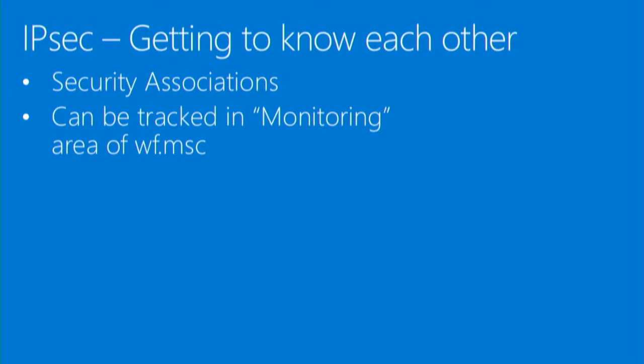So those security associations, you can track them in the monitoring area of wf.msc. So the Windows Firewall console, it's not just those rules and whatever. There's an area at the bottom called monitoring.